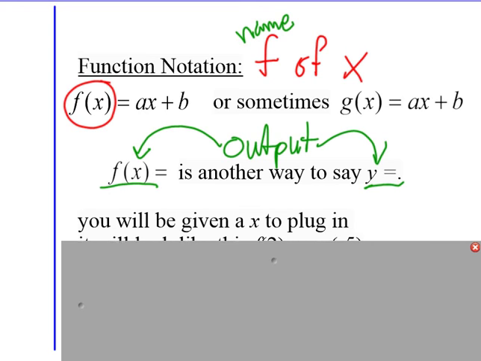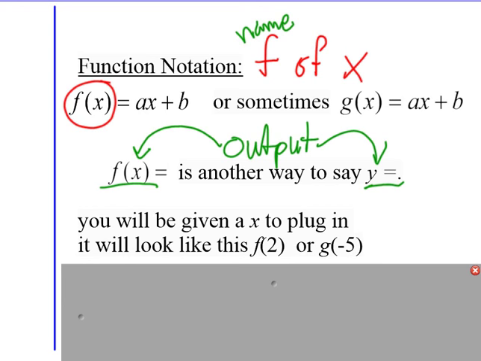Okay, you will be given an x to plug in to whatever equation is in the problem. When they are telling you to plug a number into the x, it's going to look like this: f of 2 or g of -5. These are instructions telling you, hey, wherever the x is in the f function, put a 2. Or wherever the x is in the g function, put a -5. So let's try an example with those instructions.